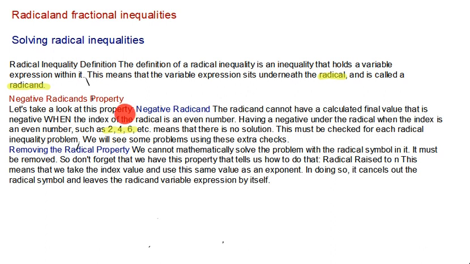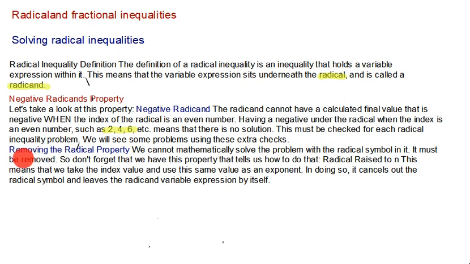When we have a radical with an even index, such as 2, 4, or 6, we need to check this property. It states that the radicand can't be calculated as a final value that is negative. In other words, the expression underneath an even radical must not be less than 0. It always has to be greater than or equal to 0, and we always check for this in even radical inequalities.